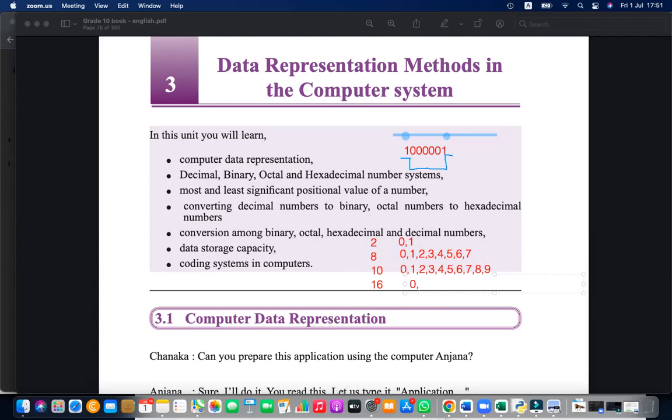You can say 0, 1, 2, 3, 4, 5, 6, 7, 8, 9. 10 is A, 11 is B, 12 is C, D is 13, E is 14, and F is 15. So 0 to 15, there are 16 symbols together. Altogether, there are 16.